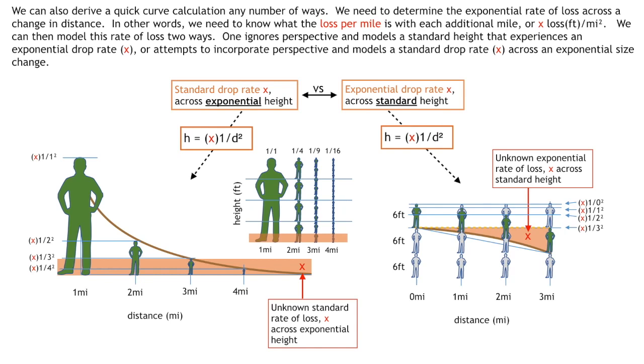And in the other way, we're going to use the same formula, but we're going to be using x here as our unknown exponential rate of loss across a standard height. So again, in the first example, we have an unknown standard rate of loss across an exponential height, and in the second one, we have an unknown exponential rate of loss across a standard height. Both give us the same information. If you need to pause and digest some of these, please do so.